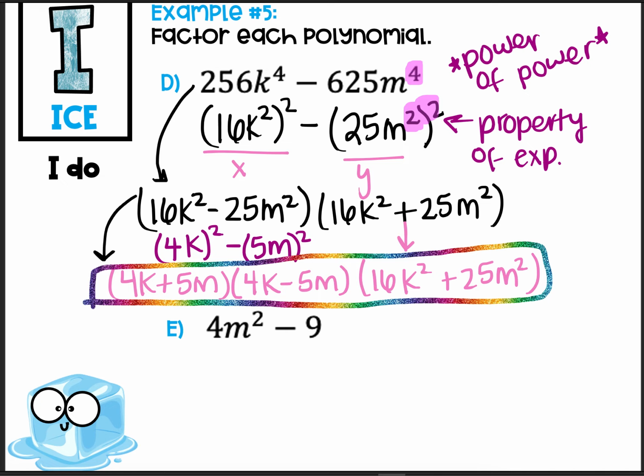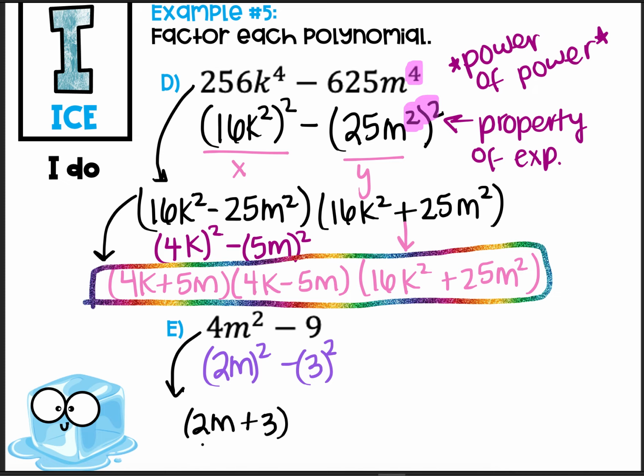In the very last example, it looks very simple. I can rewrite this as 2m squared minus 3 squared. So 4m squared minus 9 is going to be factored as 2m plus 3 times 2m minus 3.